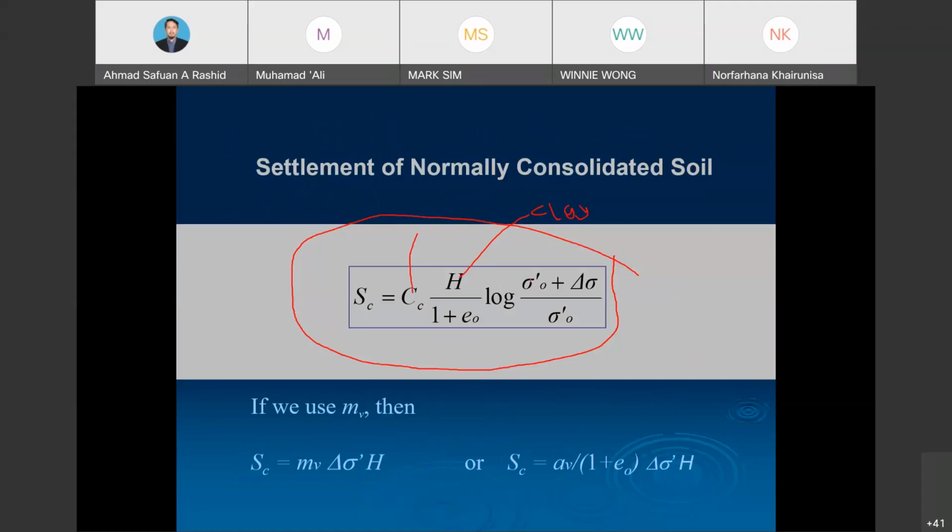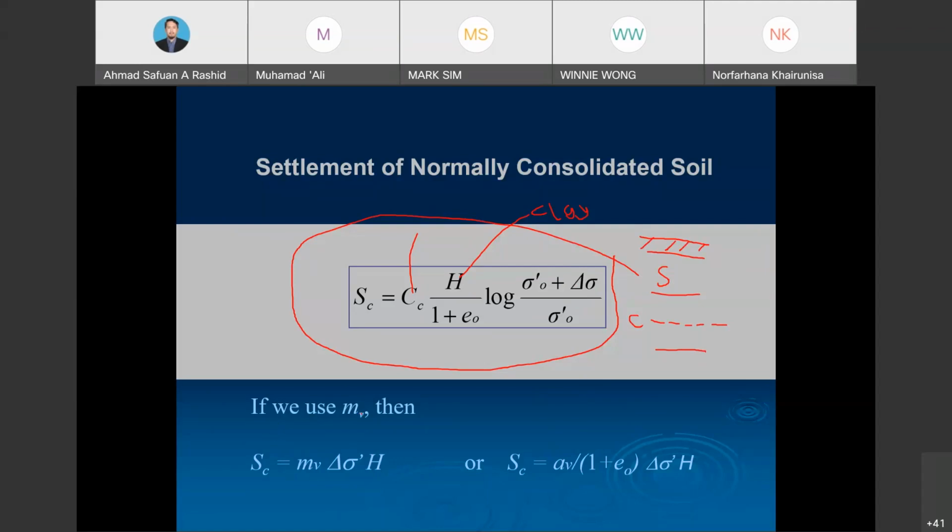Then this is the effective vertical stress. As I told you previously, the effective vertical stress we only consider at the mid or the intermediate layer of the clay. Then plus the delta sigma. This delta sigma is the load applied on the soil layer, over the sigma naught. So that is for a normally consolidated soil. That's why it's very important to differentiate between over consolidated and normally consolidated cases.